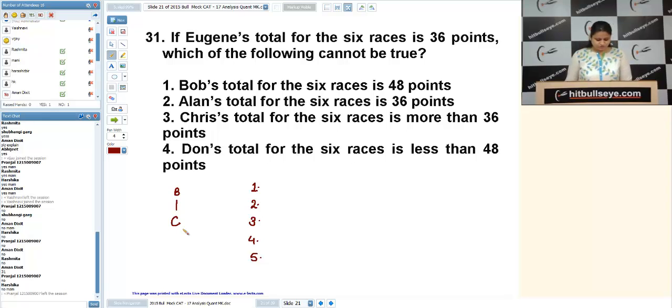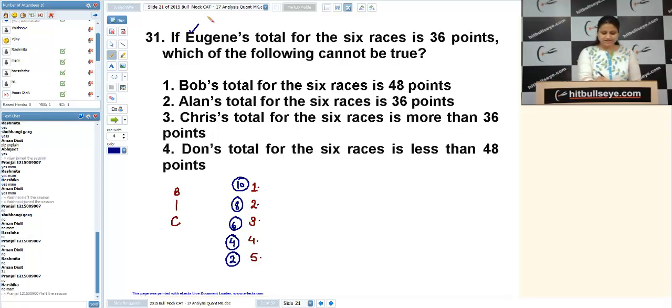In each race, 2 points are awarded for a 5th place finish. If a person is finishing at 5th place, he'll be assigned 2 points. Then 4 points to 4th, 6 points to 3rd, 8 points to 2nd, and 10 points for the first.